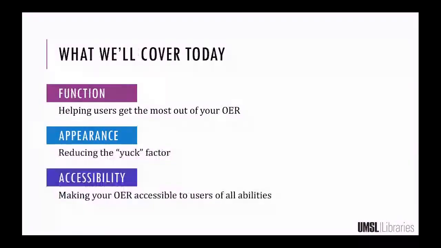So let's see. What we're going to cover today, I've broken this presentation into 3 different sections. The first one is function. Helping your users get the most out of your OER, students and faculty, other faculty. Then we'll move on to the appearance, how to reduce the yuck factor in your books. And then thirdly, accessibility. I'll just be touching on this, but I have another presentation tomorrow on OER accessibility. So I encourage you to join me for that one as well.